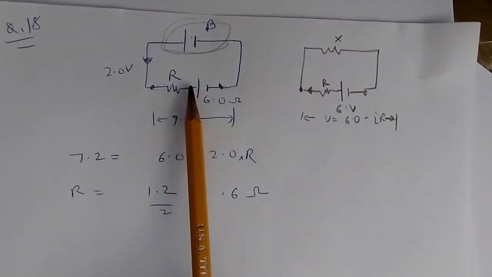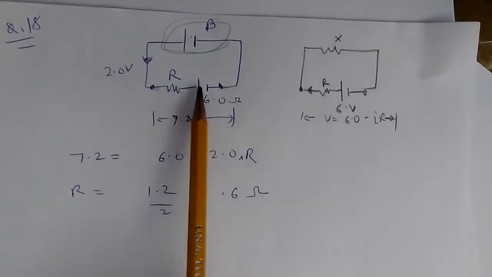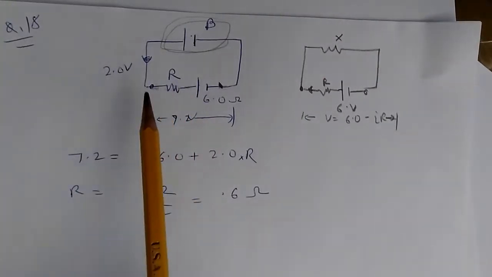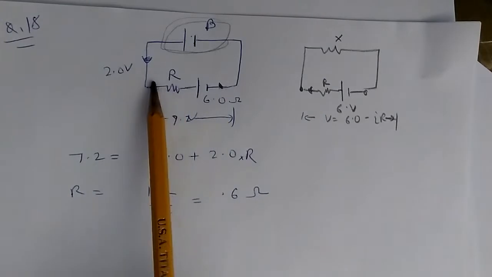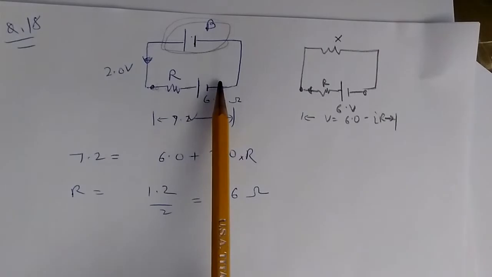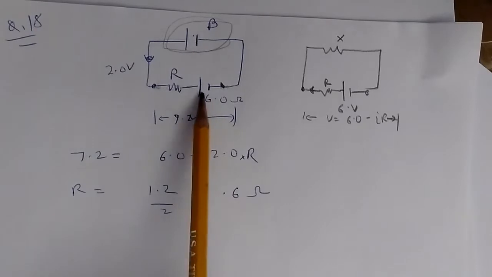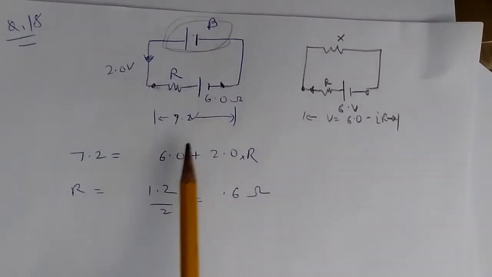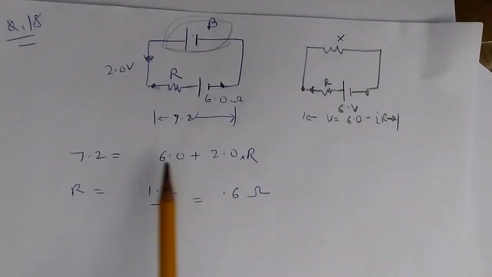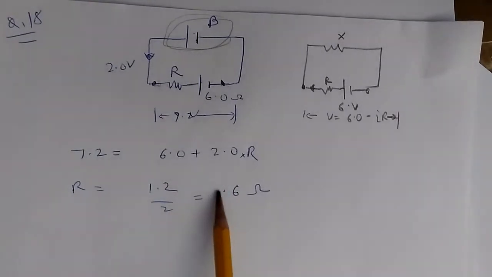What it means is that this voltage right here is going to be higher than this voltage, because only then will the current flow in this direction. So if we want to find the voltage across the terminal during the charging process, we have 7.2 equal to this battery voltage plus the drop across the resistor, which is 2.0 into R. From here we can calculate the value of R. 7.2 minus 6 is 1.2, divided by 2 is equal to 0.6.